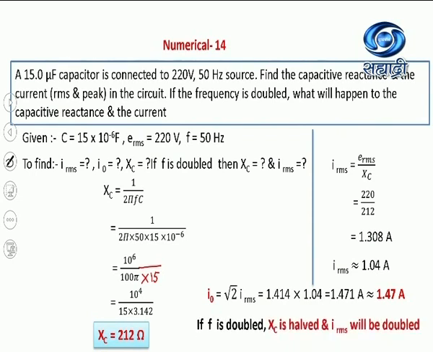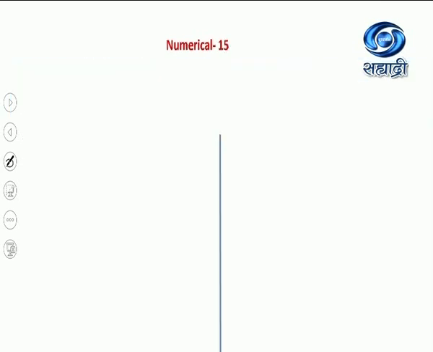Now if the frequency is doubled, what will happen? Xc is 1 upon 2 pi F C. So if the frequency is doubled, Xc will be halved and the RMS current will naturally be doubled.